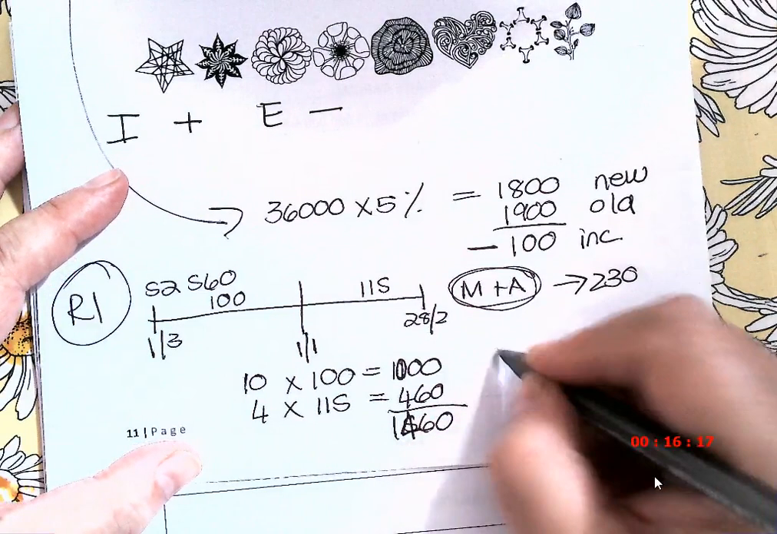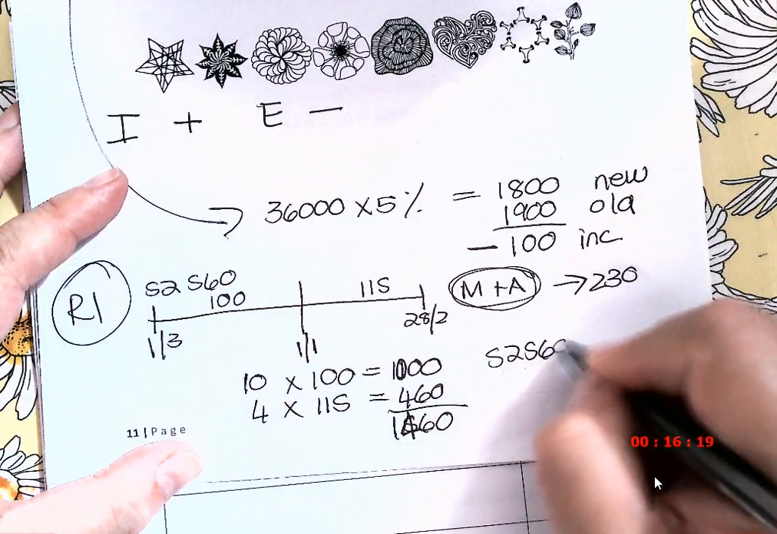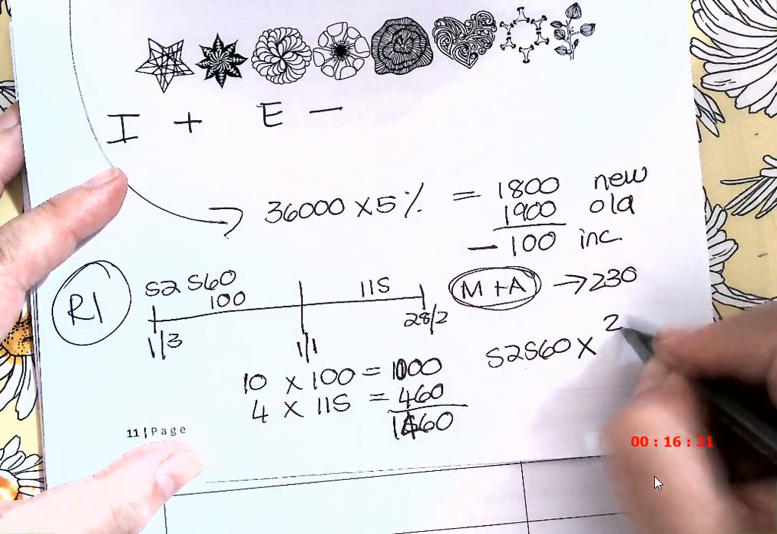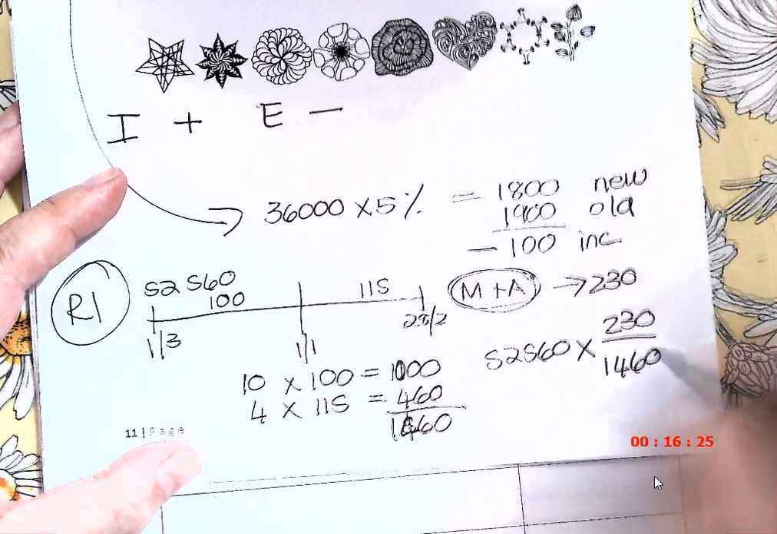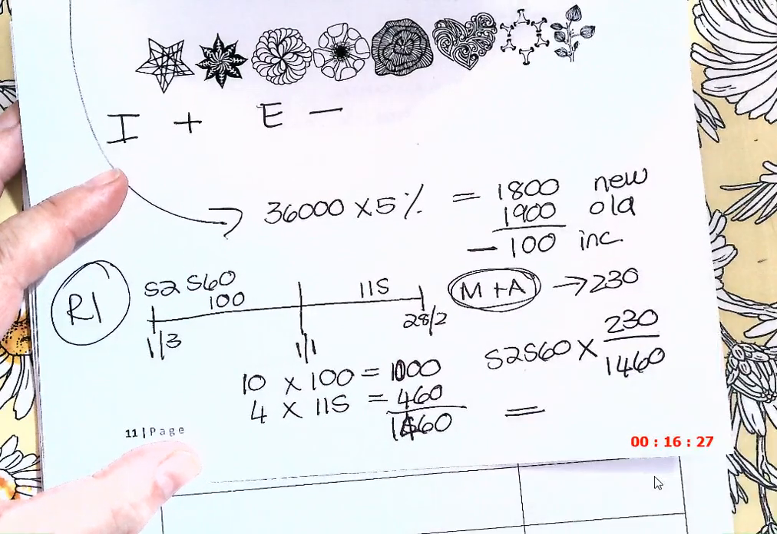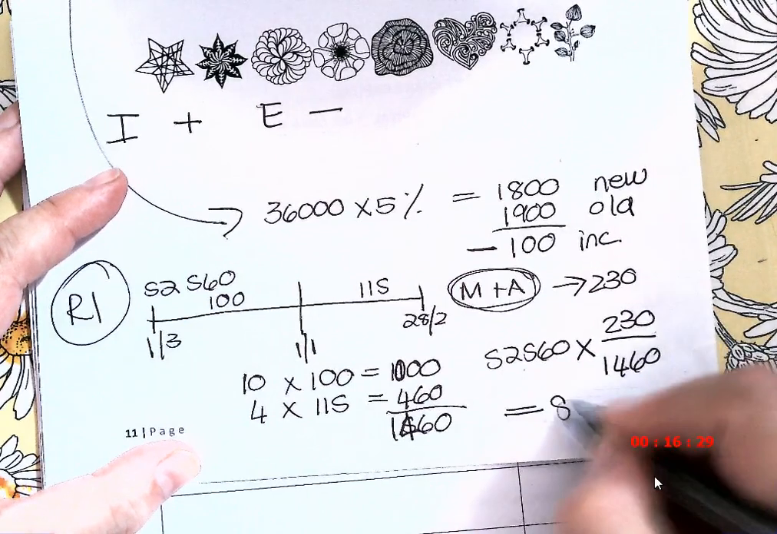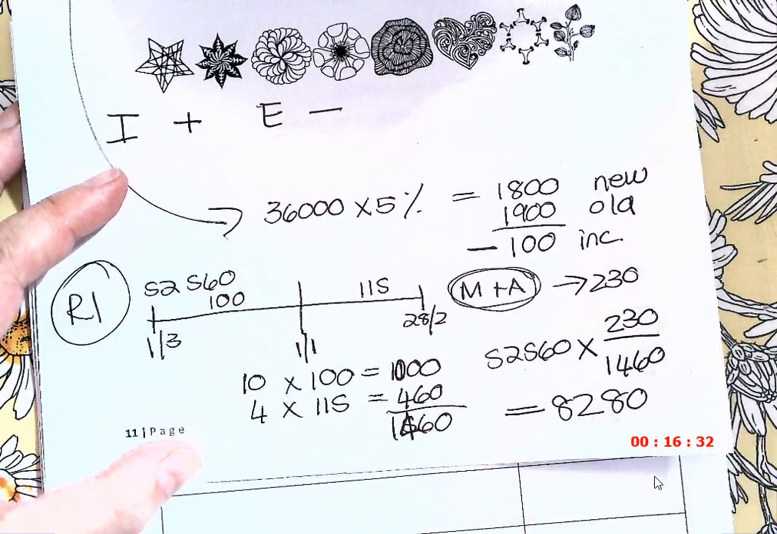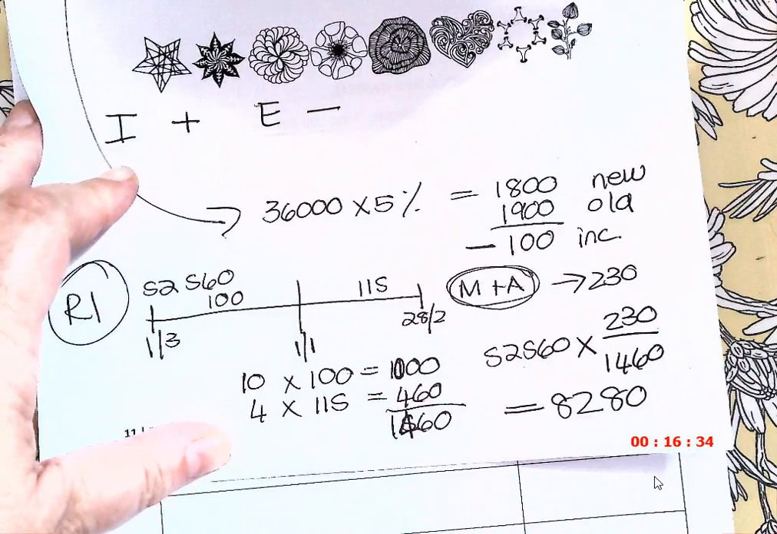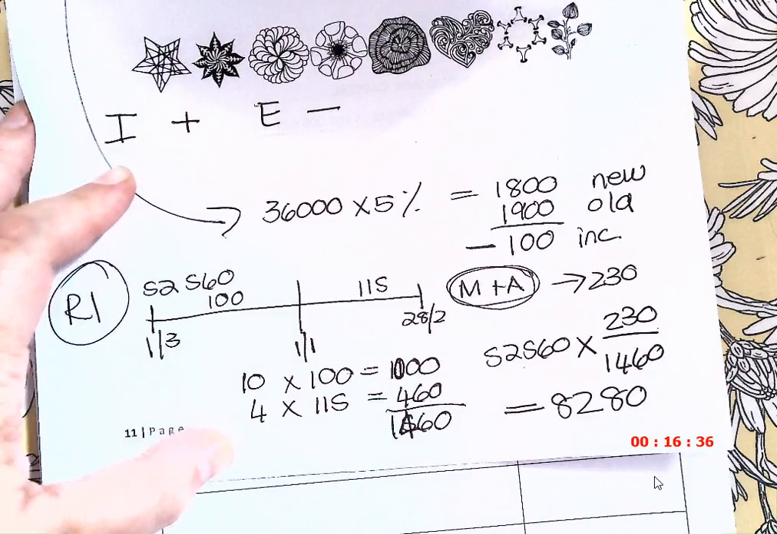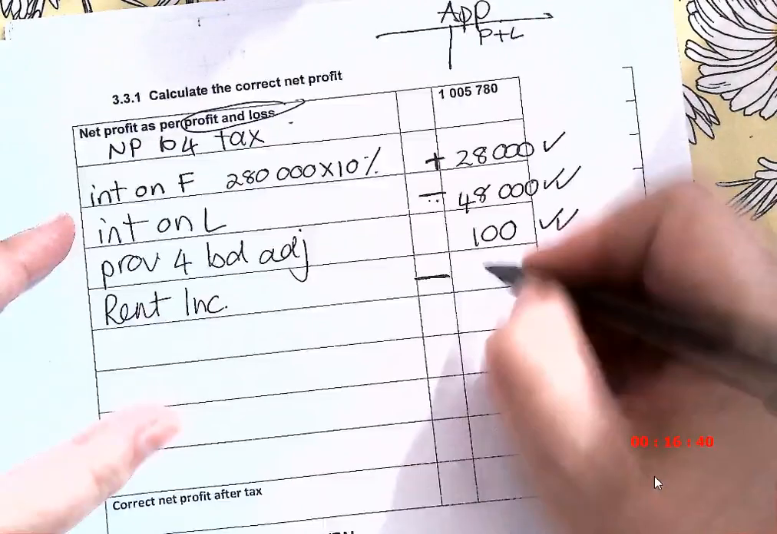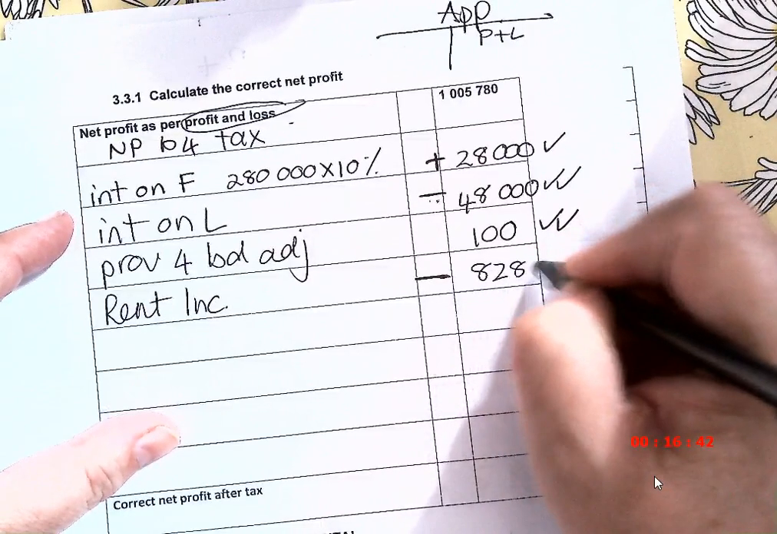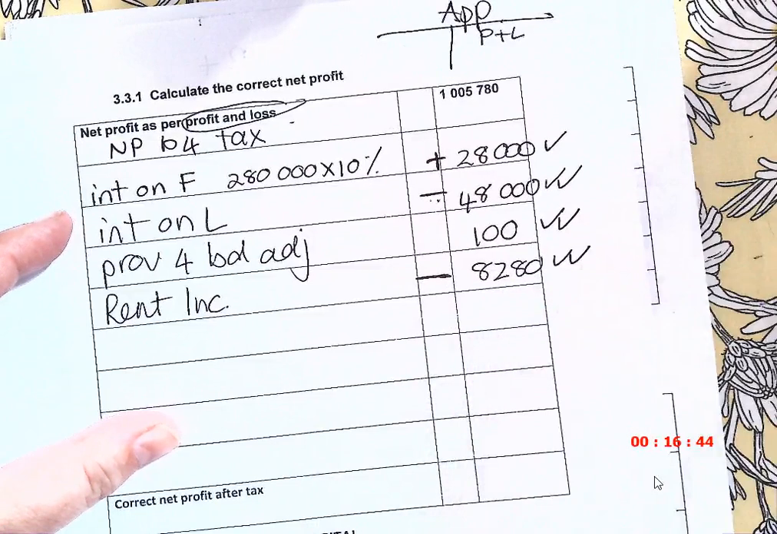So now I say 52560 times what I want over what I have. Can you see? And that gives me 8280. And now let me show you the surprise. So that 8280, I'm going to subtract here. And you know what? It's going to count 2 ticks.